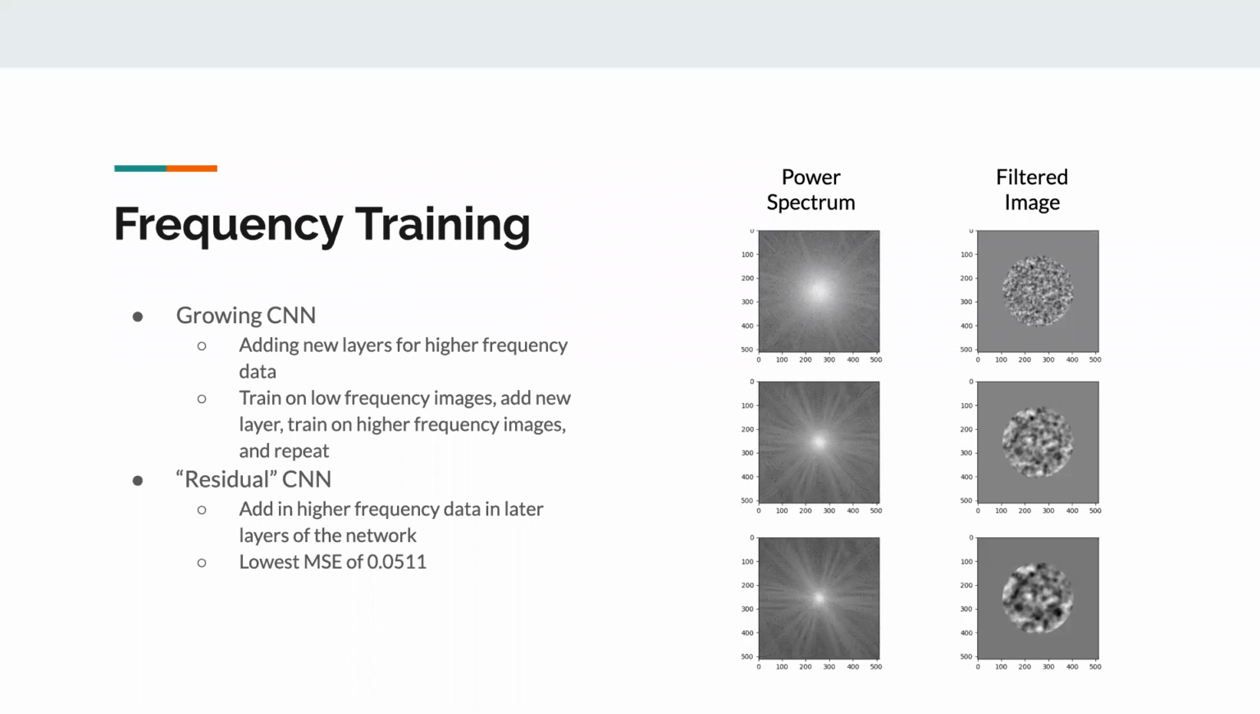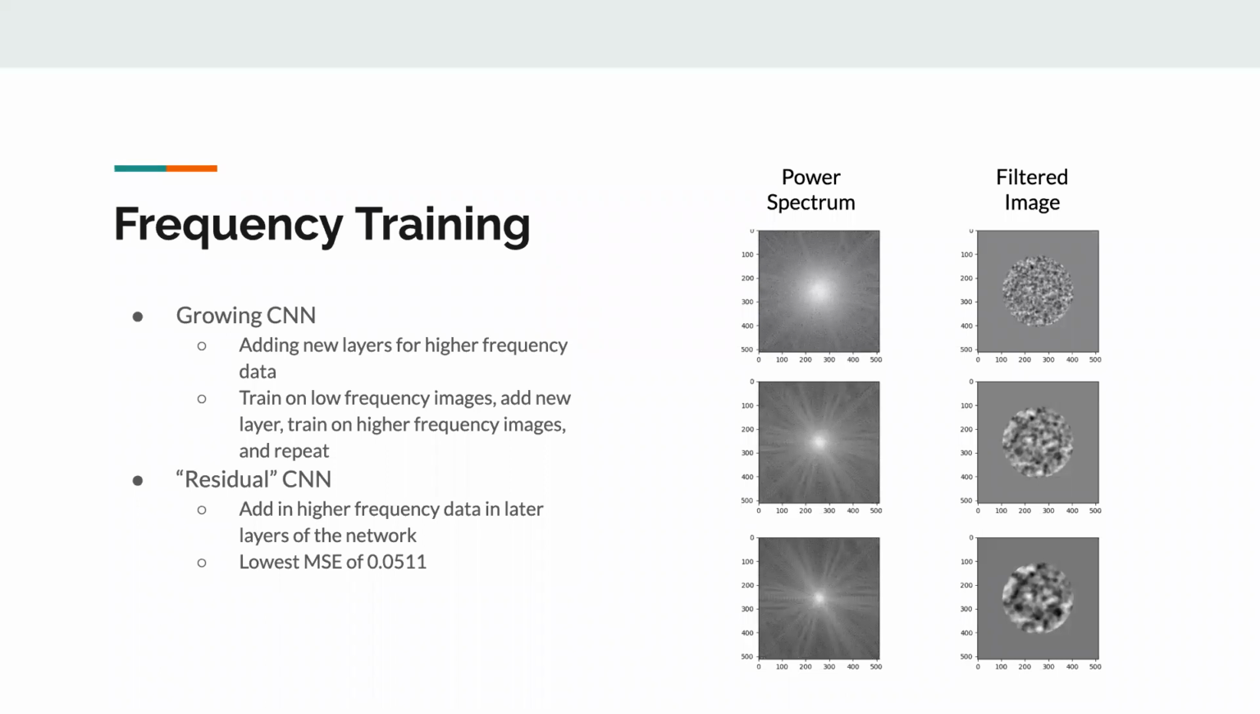These filtered images are shown in the figure, with the top row containing only the high-frequency data, and lower rows containing lower frequency data. We first created a growing CNN that would first train on the lowest frequency data, then add a new convolutional layer, and then train again on the higher frequency data.